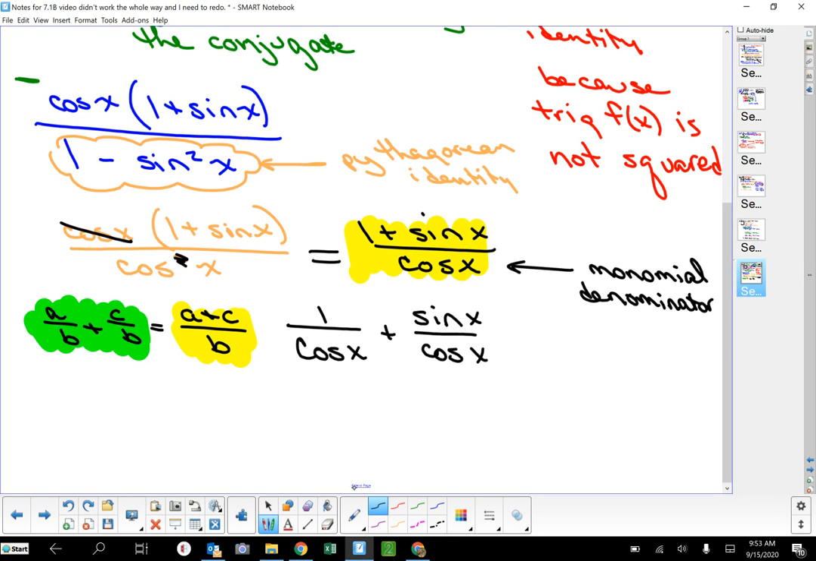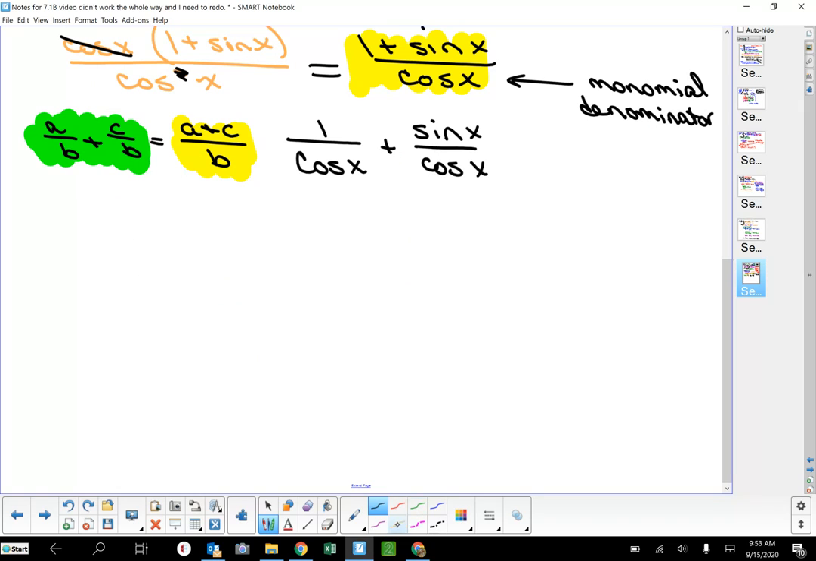And when I do that, 1 over cosine turns into secant, and sine over cosine turns into tangent. And that is what we were going for at the beginning. And that thing checks out. Okay? So that was example number 5.